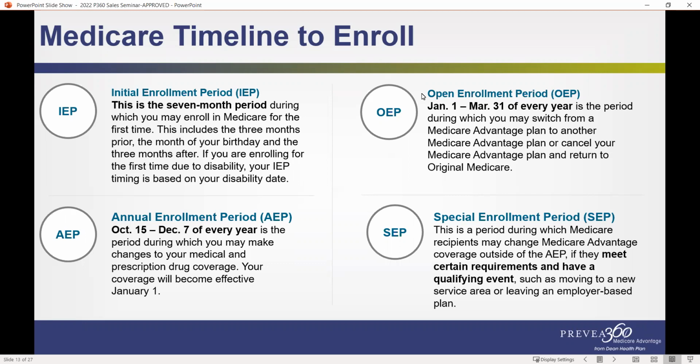For Medicare Advantage members, there's also what's called the MAOEP, or Medicare Advantage open enrollment period. This runs every year from January 1st to March 31st. During this period, you may make a one-time switch from an Advantage plan to another Advantage plan, or disenroll from an Advantage plan and go back to original Medicare.